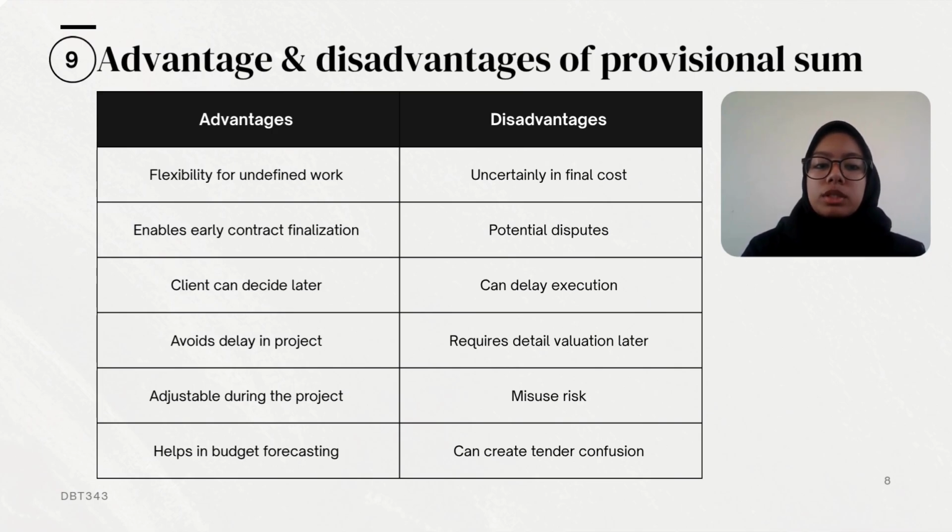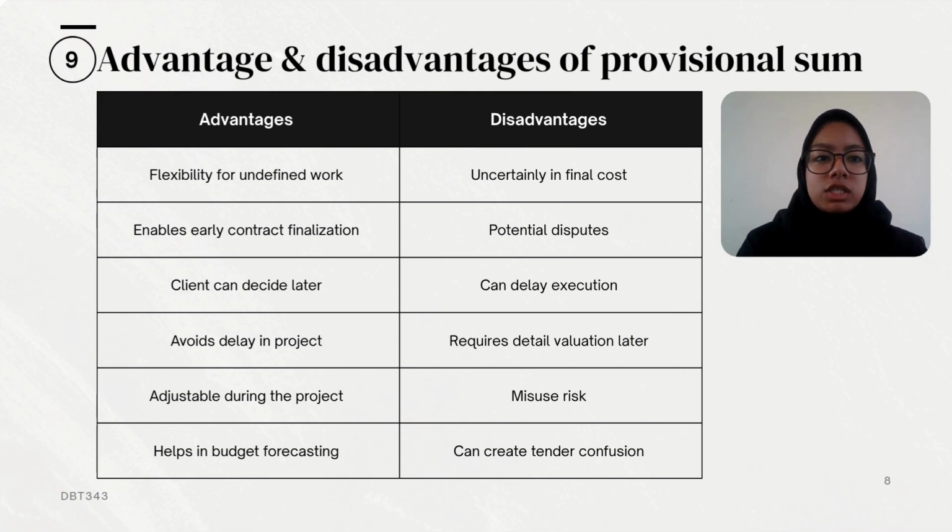Fifth, adjustable during the project. The value can be revised based on actual work done with proper variation procedures. Sixth, it helps in budgeting and forecasting. Even if the scope is not final, clients can still estimate a reasonable overall project cost.